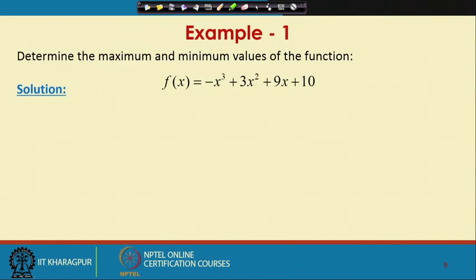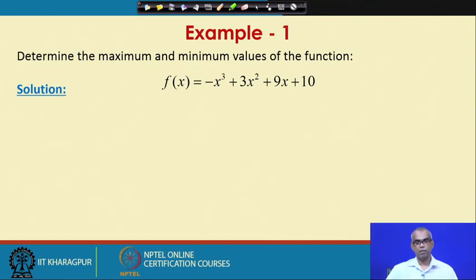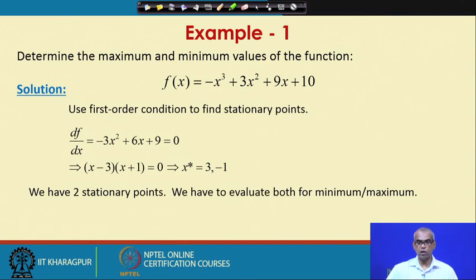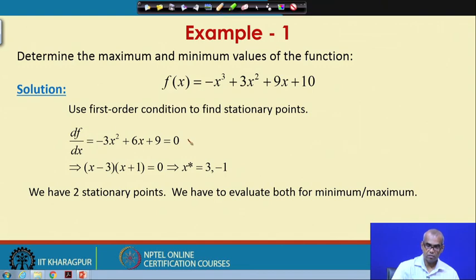Now, let us take quickly few examples. Example 1, determine the maximum and minimum values of the function f x equal to minus x cube plus 3 x square plus 9 x plus 10. So, the first thing to do is to use the first order condition to find stationary points. So, take df dx and set that derivative equal to 0. If we do that, we get minus 3 x square plus 6 x plus 9 equal to 0.